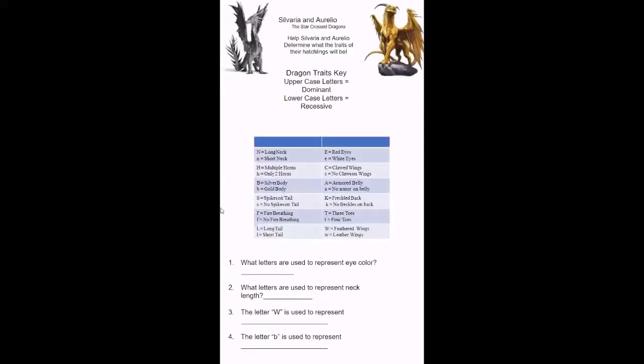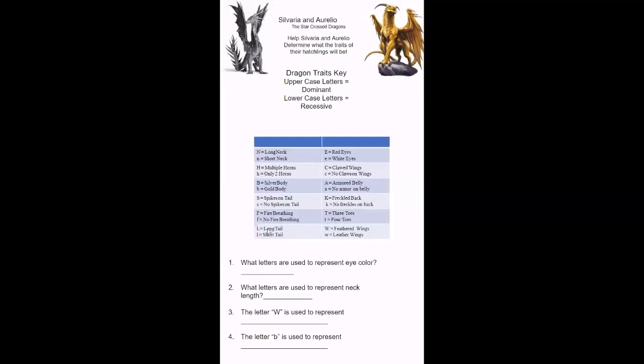So we'll go back to the key here. Someone list me some dominant traits. Just pick whatever you want from the key. What are some dominant alleles or traits? Spikes on tail. Yep, that is correct. Capital S, spikes on tail. Armored belly. Capital A, armored belly. Yep. What else? Long neck. Yep.